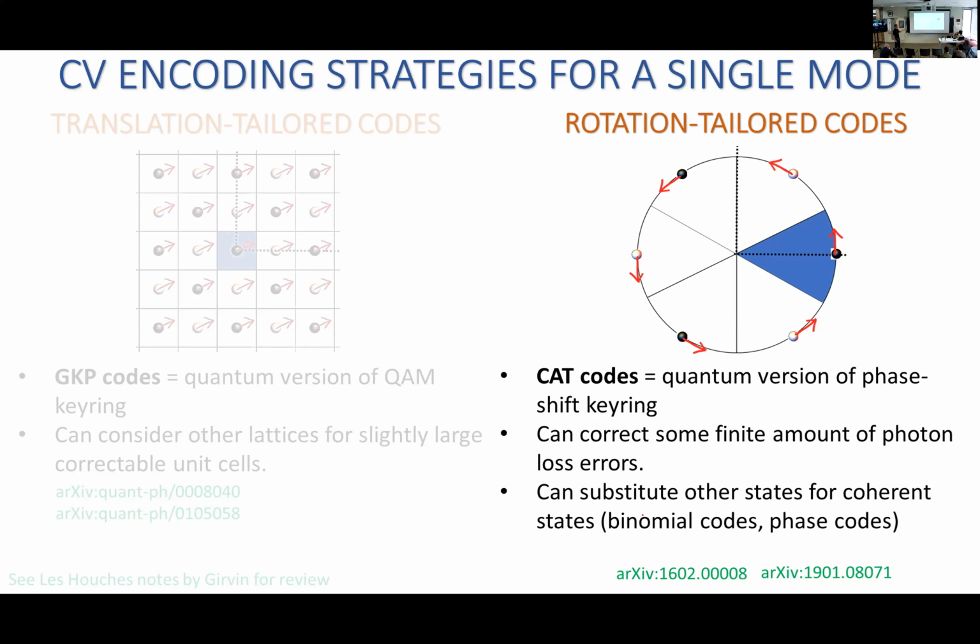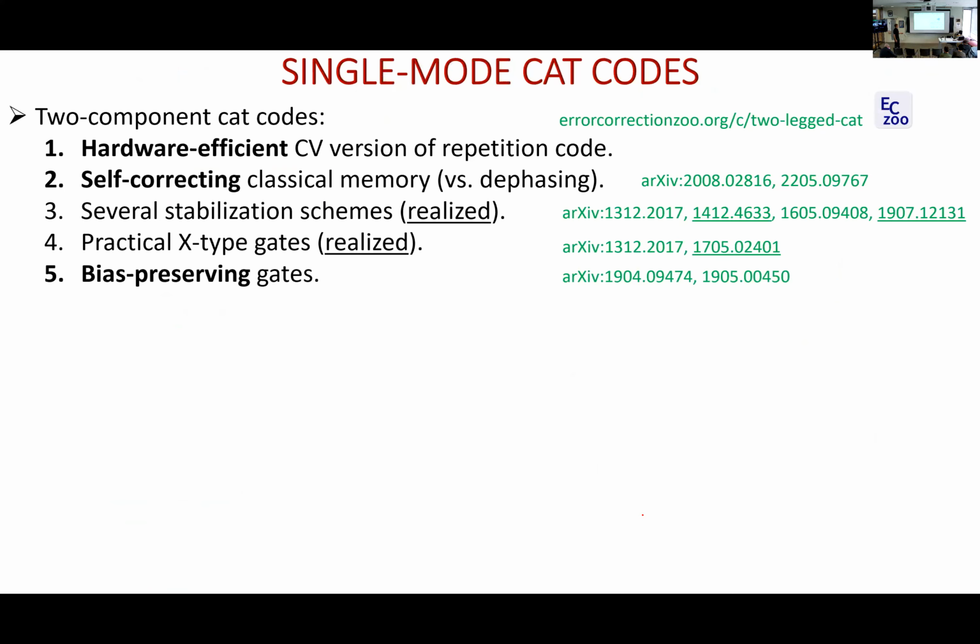In that case, you go back to lattices, and then the lattices are the best thing. But if you restrict to a fixed energy, a fixed total number of photons, then you're on a sphere. The prominent representative of codes on a circle for a single mode are called the cat codes. Who's heard of the cat codes? There's a ton of work that's been realized over them in the past 10 years for quantum computing.